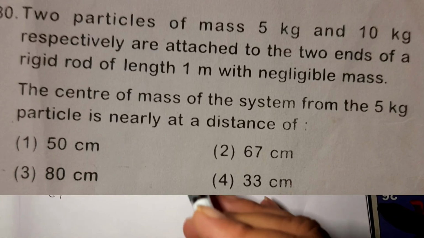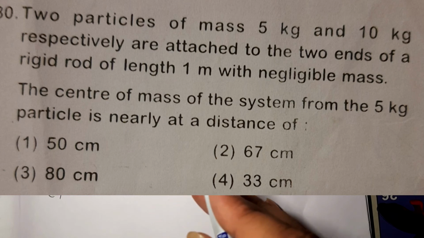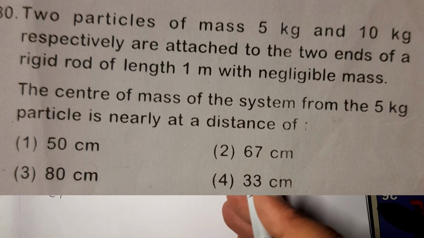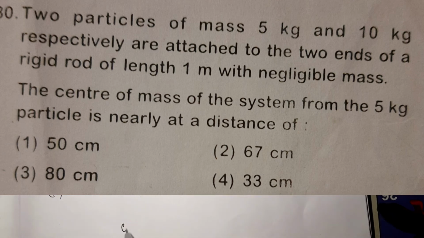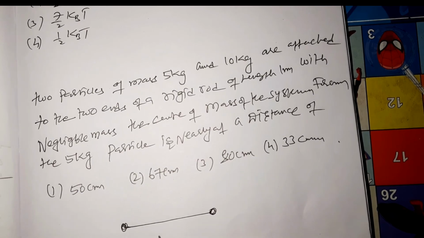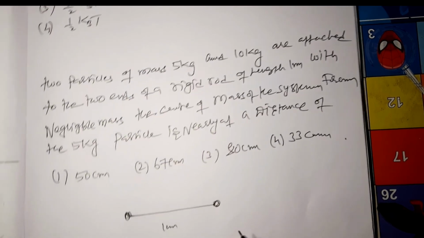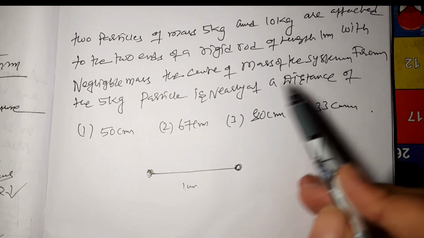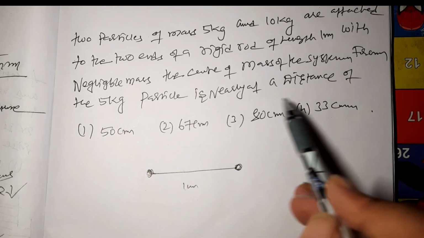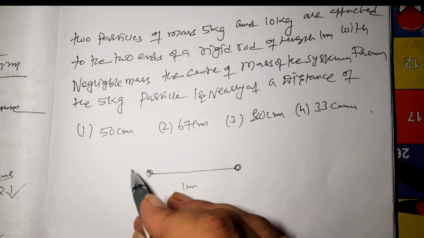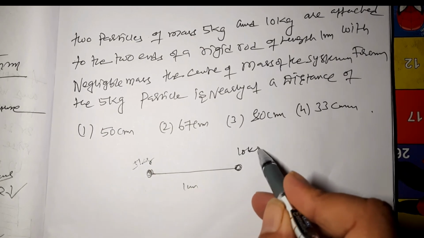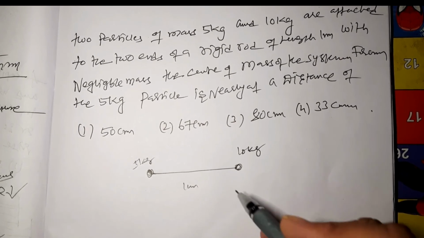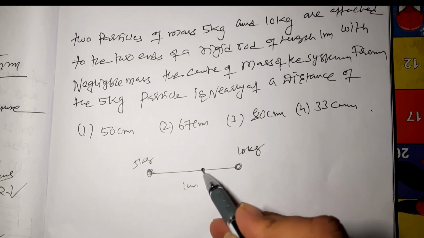This question is asked from center of mass. The particles of mass 5 kg and 10 kg are attached to the ends of a rigid rod of length 1 meter. The center of mass of the system from the 5 kg particle is nearly at a distance of. This is 5 kg and this is 10 kg. The center of mass is always very near to the heavier mass.